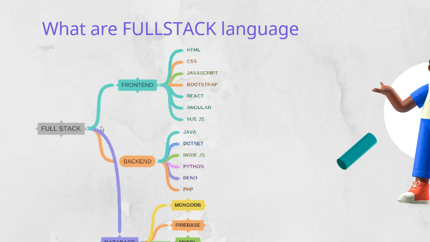The next is the backend. Backend also has different languages. You might have heard of Java, .NET, Node.js, Python, Deno, PHP. Again the backend is one thing, it will perform business logic. What is business logic? As I told you, you are entering a username and password and it has to be validated. That logic is written in the backend. So that is called the backend. Got it?